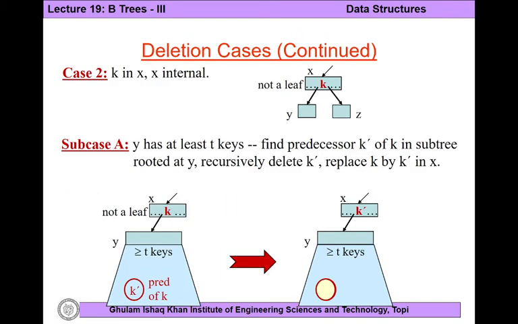Right? Then we have case 2, and case 2 says that k, which is a key, is stored in any internal node.